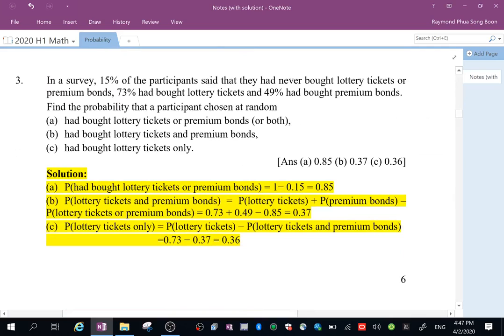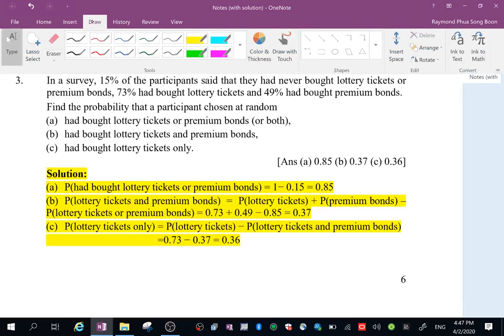In question 3, you're told in the survey, 15% of the participants said they had never bought lottery tickets or premium bonds, 73% had bought lottery tickets, and 49% had bought premium bonds. So find the probability that if you choose a participant at random, this participant had bought lottery tickets or premium bonds or both.